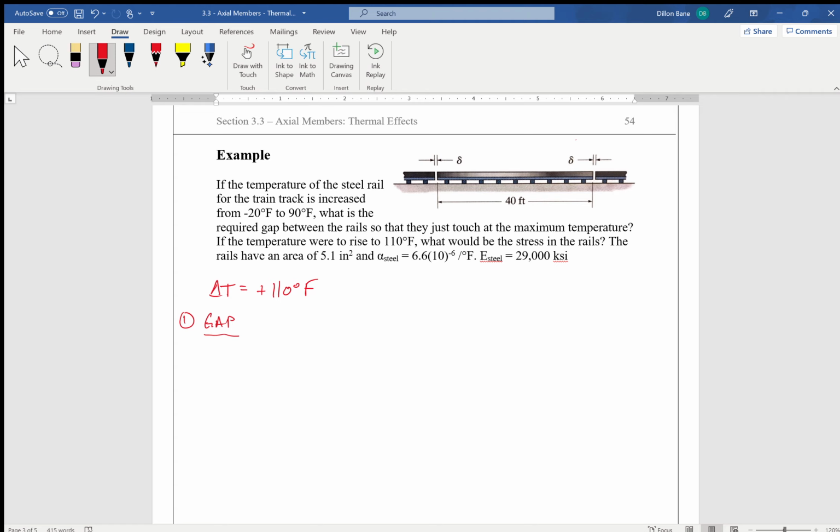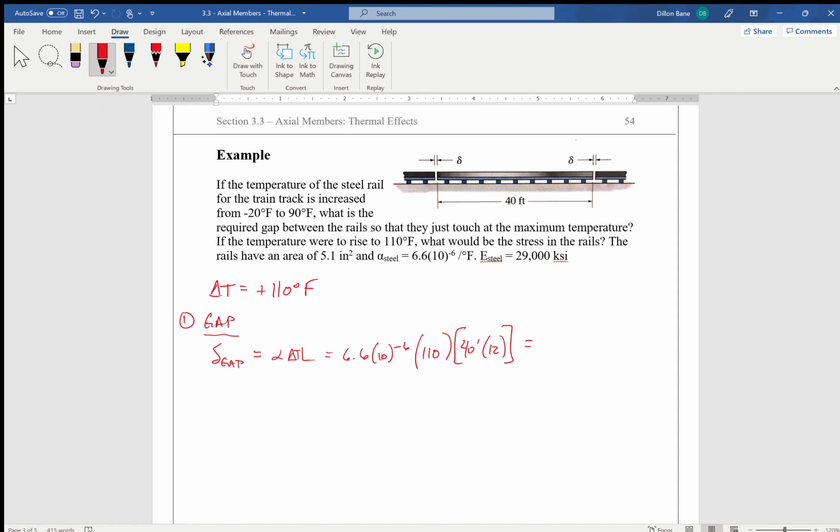All right, so if that all makes sense to you, then what we need to know is that the delta gap is going to be equal to alpha delta T times L. Alpha is 6.6 times 10 to the negative 6. Delta T is 110 degrees Fahrenheit. So that's the thermal strain. And then the original length is 40 feet. I'm going to put 40 feet times 12 to convert our answer to inches.